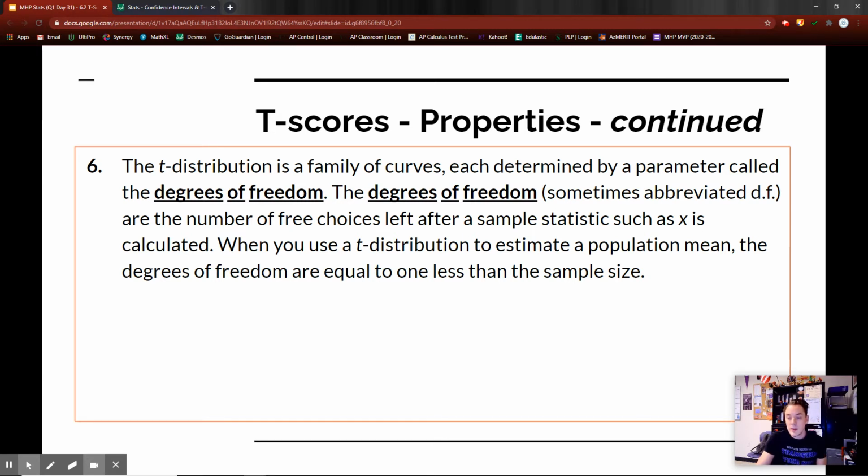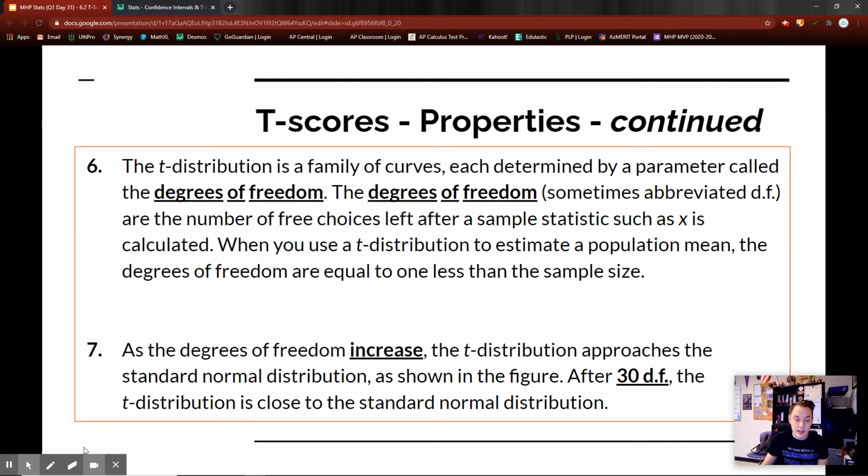The degrees of freedom, sometimes abbreviated DF, are the number of free choices left after a sample statistic, such as x bar, is calculated. When you use a t-distribution to estimate a population mean, the degrees of freedom are equal to one less than the sample size. So that formula is simply df equals n minus 1. That is the formula I will be using: one less than the sample size. Okay?